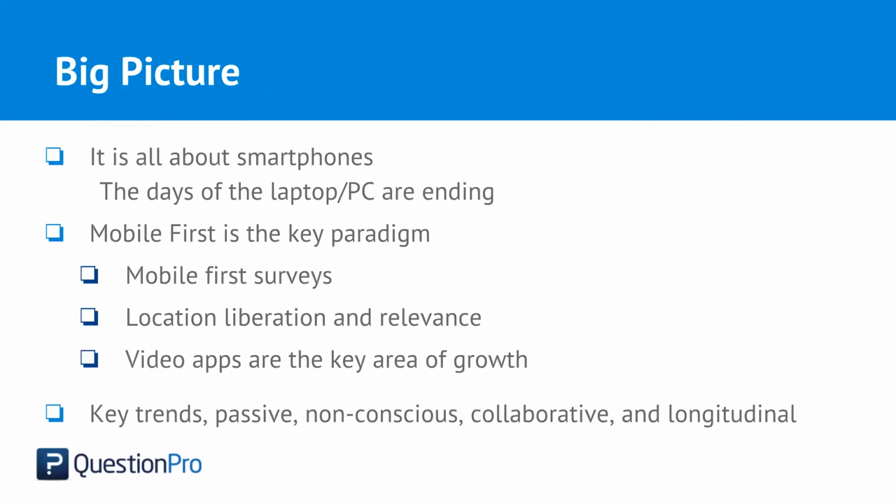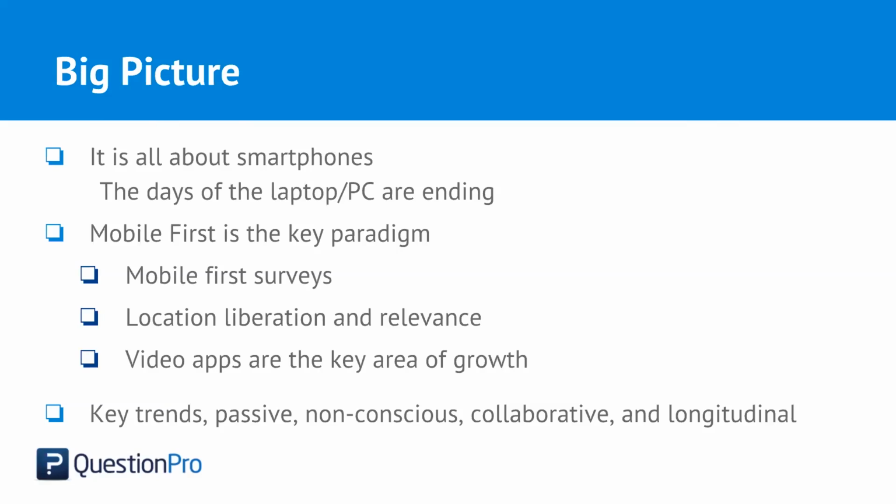So what is the big picture? First of all, it's all about smartphones. Don't make any plans for forward increase in the use of laptops and PCs. The days of laptops and PCs are coming to an end. Mobile first is the key paradigm. Not mobile friendly, not mobile possible. Really think about starting off your assumptions with people are going to use a smartphone. How can I design all of my research around that?